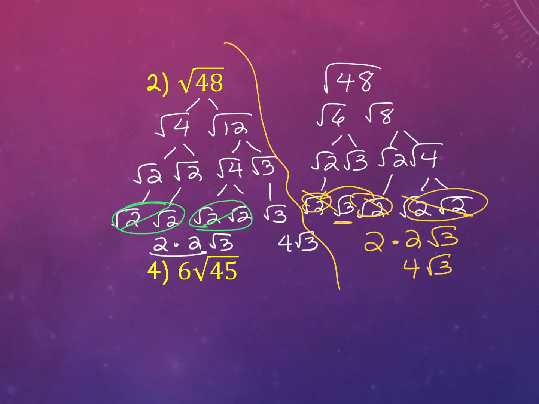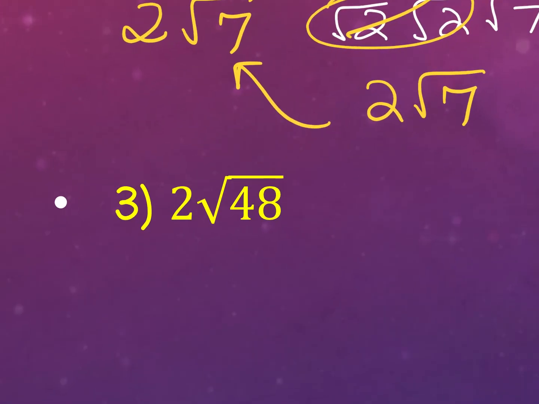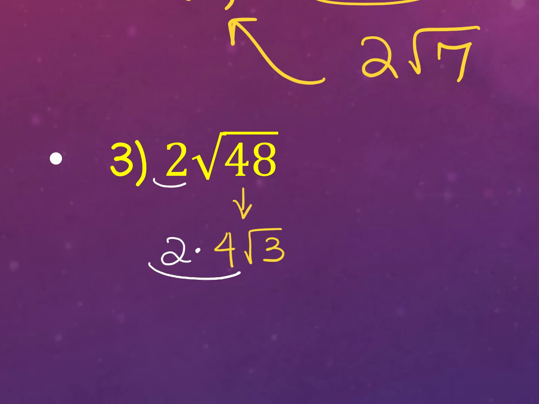Now, next example, it's got a 2 outside of the 48. Well, I already did 48 a whole bunch of times. So I already broke it down, and I knew 48 breaks down into 4 square root 3. But we still have this 2 that was out here to begin with. So now anything that comes out of the radical, that's a perfect square out of the 48, is going to get multiplied to that 2 that was originally out there. So this would give you 8 square root 3.